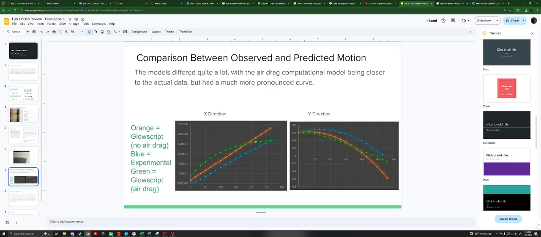blue is the experimental data. As you can see, they're actually quite different. I think this is partially because I had a lot of trouble getting the coefficient for the air drag. I kind of just plugged in numbers until I was able to get a graph that looked relatively similar. But there's a lot of factors that exist in the real world that aren't taken into account in my computational model.